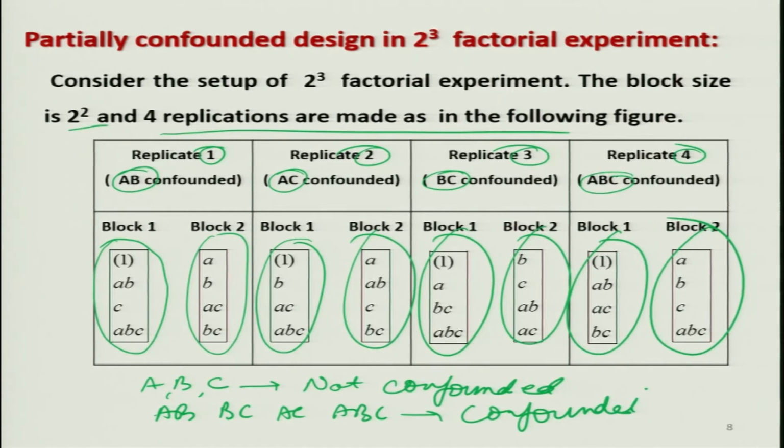If AB is getting confounded in replicate 1, that means we can estimate it from the observations of replicates 2, 3 and 4. Similarly, AC can be estimated from replicates 1, 3 and 4. BC can be estimated from replicates 1, 2 and 4, and ABC can be estimated from replicates 1, 2 and 3. And now you see, you are also assuming that these are continuing and there are r repetitions.